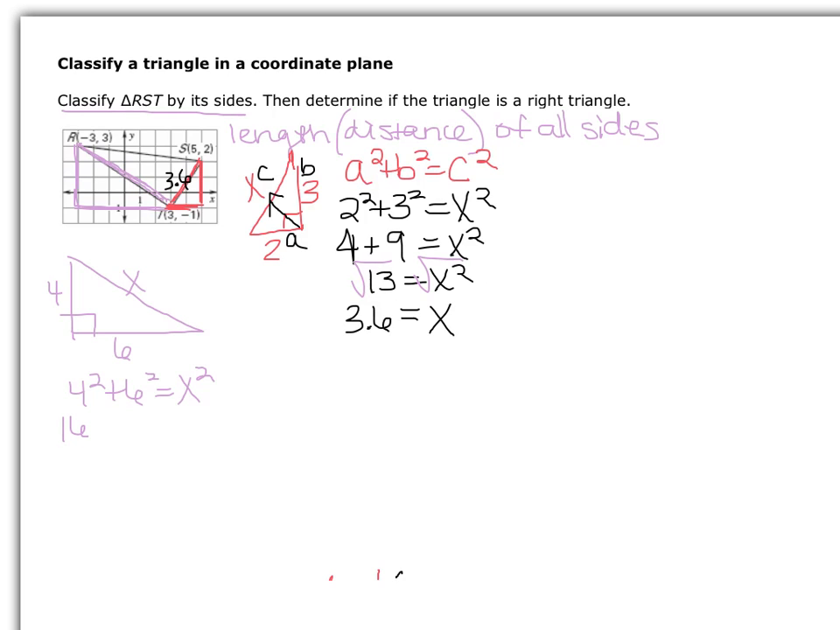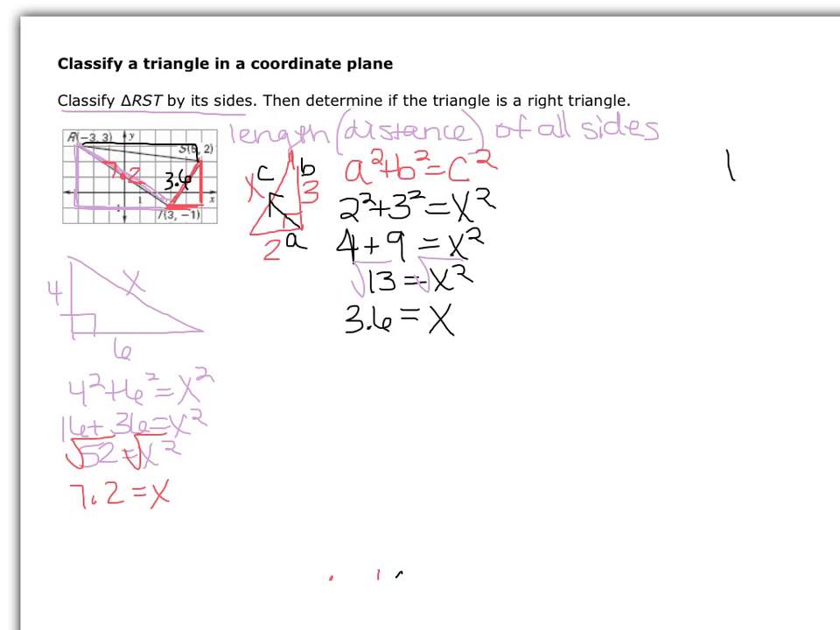4 squared is 16. 6 squared is 36. So 16 plus 36 is 52. Take the square root of each side, and we have the square root of 52 is 7.2. Okay, so this one is 7.2. Now we have to find the length of one more side of the triangle.